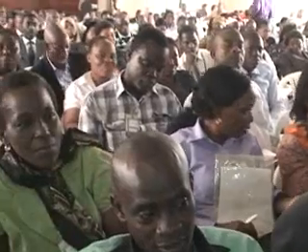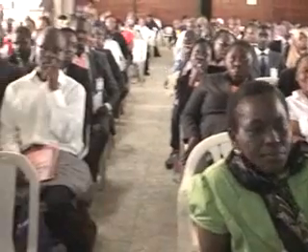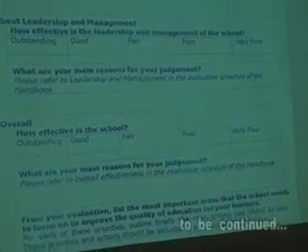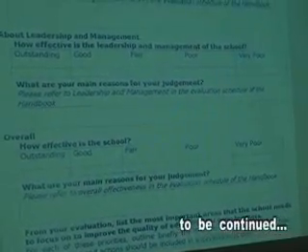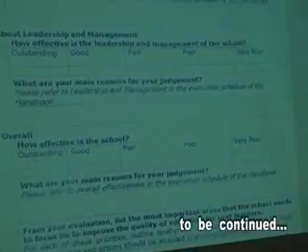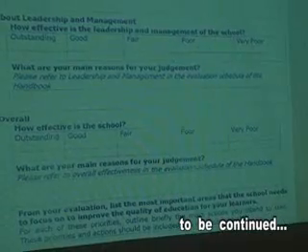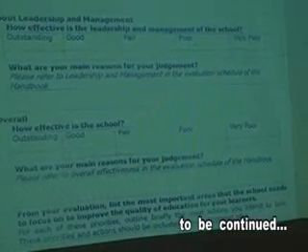Do they involve the learners? How about the voice of the community? Do they listen to them? Do they consider what they say? How about the others in that area? What do they have to say about the leadership and the management of that school?